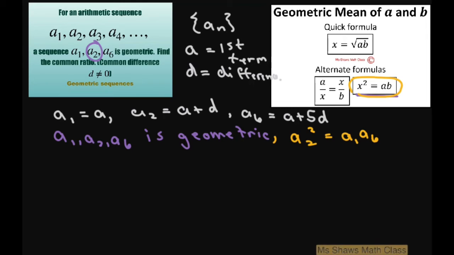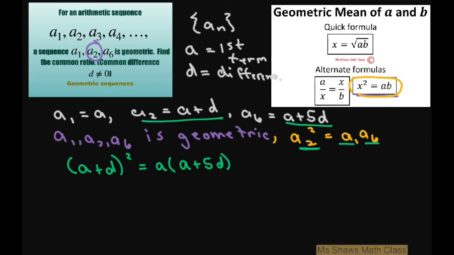Now let's use substitution. A sub 2 is given here, so we're going to write it as A plus D, using substitution, squared equals your first term, which is A, times your sixth term, which is A plus 5D. Simplifying this, we get A squared plus 2AD plus D squared equals A squared plus 5AD.